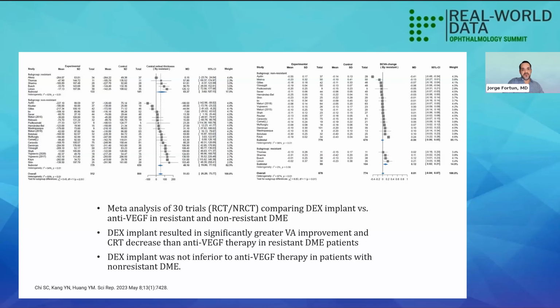What about post-approval real-world studies? In this meta-analysis of 30 studies, it was found that the DEX implant resulted in a significantly greater visual acuity improvement and OCT detergescence than anti-VEGF therapy in resistant DME patients. Additionally, the DEX implant was not inferior to anti-VEGF therapy in patients with non-resistant DME.